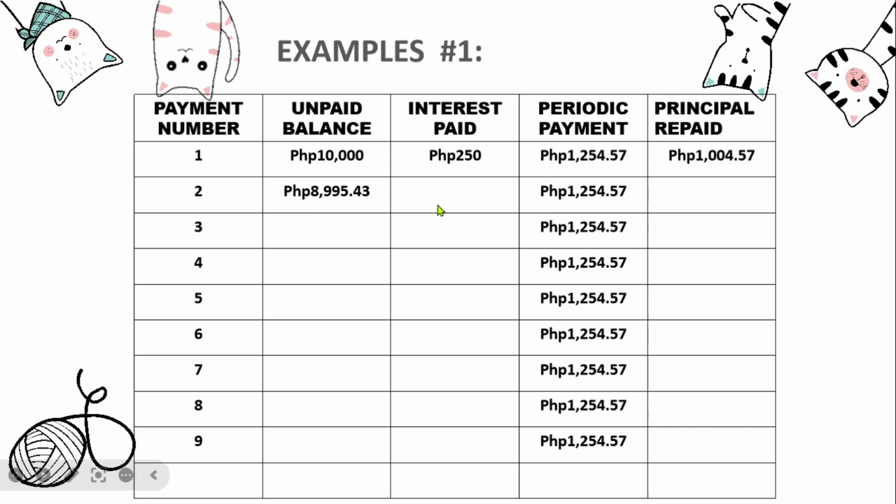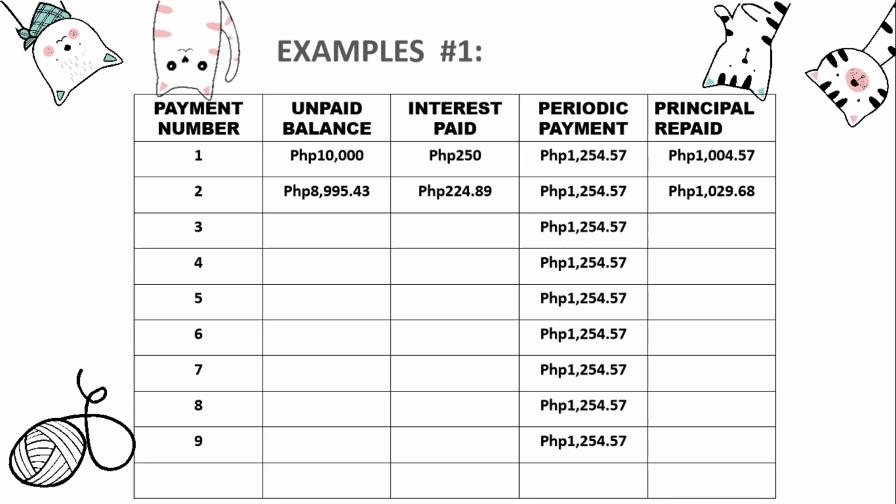To get the unpaid balance, we should subtract the principal repaid, which is 1,004.57, from the previous unpaid balance, which is 10,000. Let's subtract, and we will get 8,995.43. So again, to get the interest paid, let's multiply the unpaid balance 8,995.43 by its I, which is 0.025, and we will get 224.89. And to get the principal repaid, let's subtract 224.89 pesos from our periodic payment, and we will get 1,029.68 pesos.